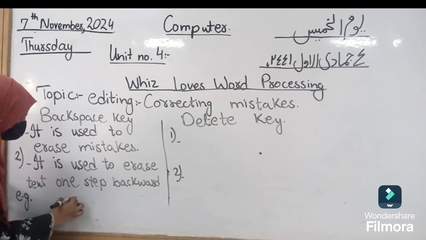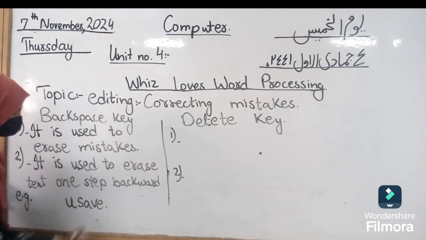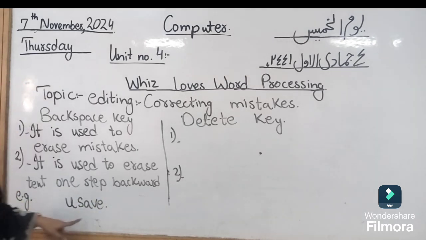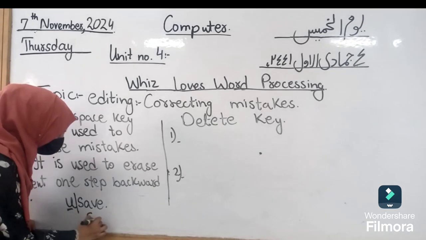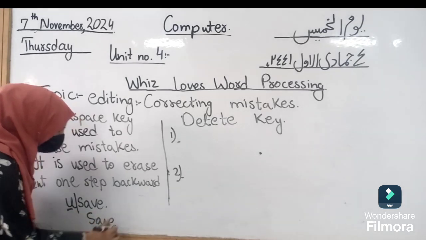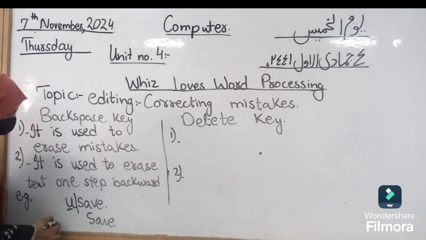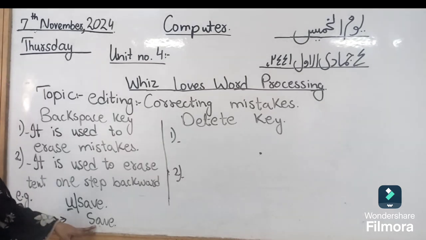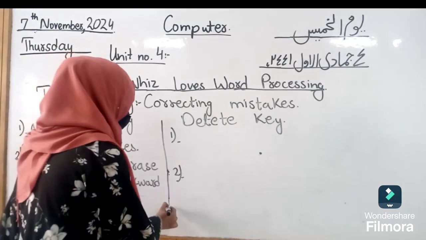If we have a text, this, you wanted to erase this U, then you will use backspace key. You will click on backspace and U will be removed. Okay, U will be erased from your document, right? And the result will be the same. Okay, now let's move forward to the delete key.